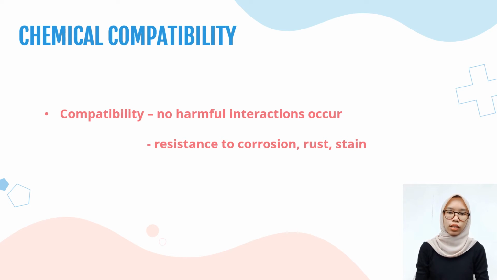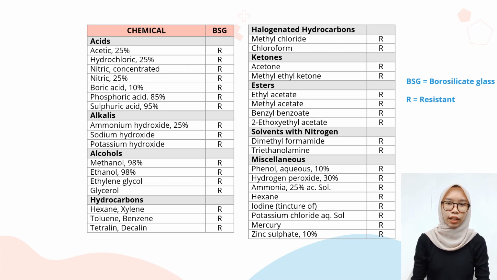Compatibility means materials are considered compatible with each other if no harmful interaction occurs between them. It also refers to a material's resistance to corrosion, rust, or stains when it comes in contact with a chemical. Glass is a chemically inert material. It is compatible with many chemicals, for example hydrochloric, sulfuric, nitric, ammonium hydroxide, sodium hydroxide, methanol, ethanol, ethyl acetate, chlorine, hydrogen peroxide, and many more.